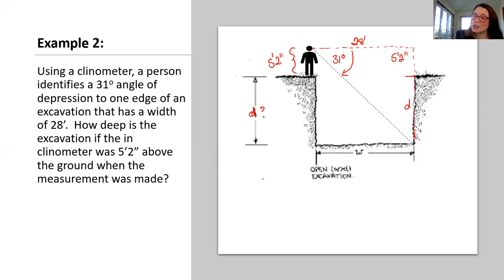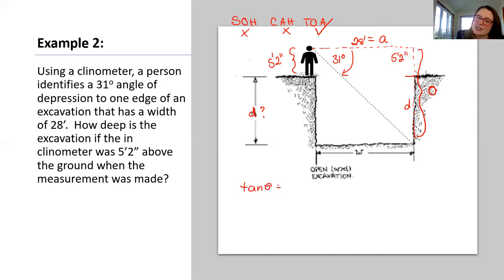First of all, which ratios are we going to use? I need to find this side of the triangle, which is opposite of 31 degrees. I know the adjacent side is 28 feet. Which ratio uses opposite and adjacent? If you don't have it memorized yet, write them down. SOH, we don't need this one. We don't need this one. Tan has opposite and adjacent. So we're going to use tangent.